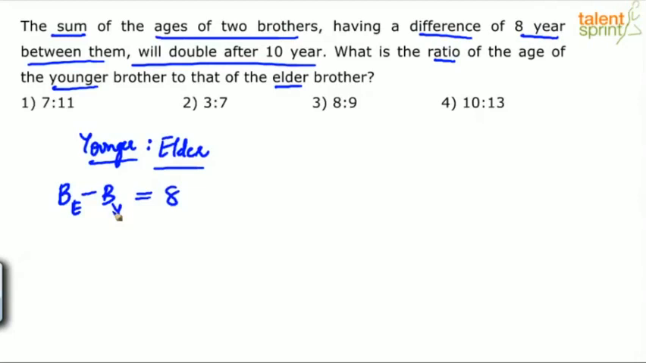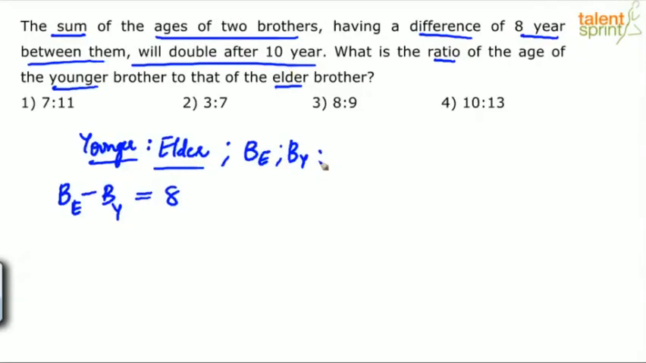And what else is given? The sum of the ages of two brothers having a difference of 8 years between them will double after 10 years. See, the present ages we have considered to be BE and BY. What we have after 10 years is BE plus 10 and BY plus 10. He says the sum of their ages will double after 10 years. You getting it? See, the point is this. One equation is already available: the difference of their ages is 8. The second equation has to be framed properly, that the sum of their ages will double after 10 years.